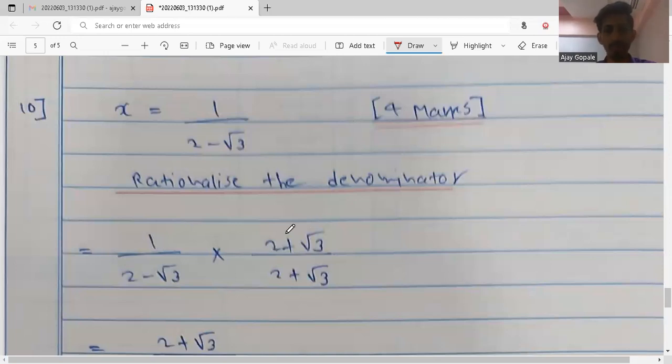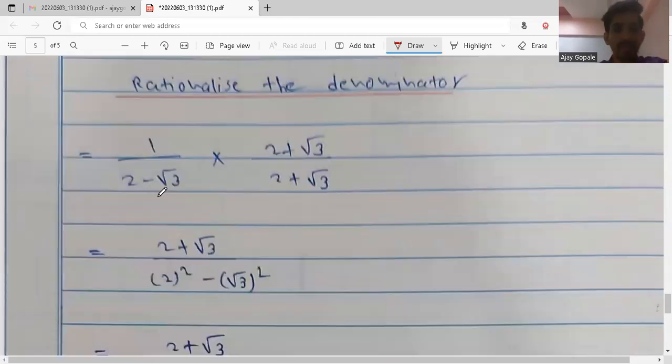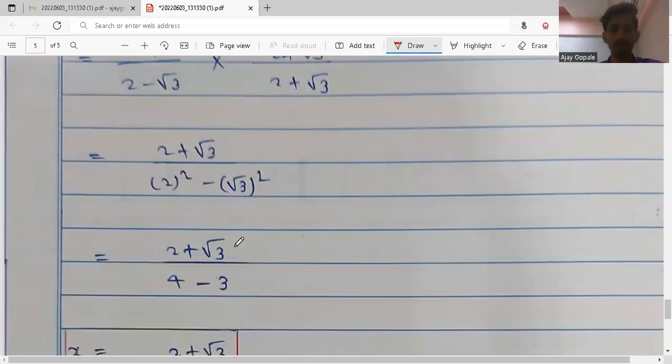1 into 2 plus √3, 2 plus √3 itself. And in the denominator we are having a minus b, a plus b. It will always be in the form of a square minus b square, the 2 का square minus √3 का square. 2 का square, that is 4, √3 का square, that is 3, 4 minus 3, that is 1. So the answer is 2 plus √3 upon 1.